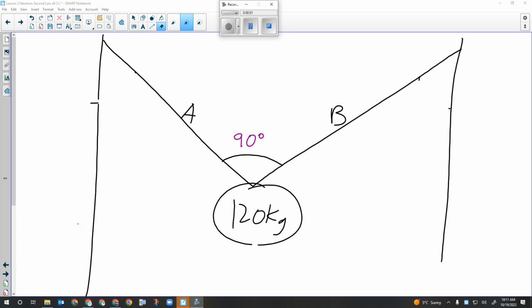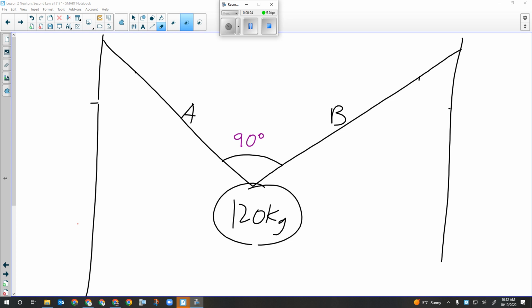So it's a static condition example. Okay, what does that mean? Acceleration is 0 and force is 0. All right, so that means that the vector sum of all the forces is 0. So what's the easiest force to calculate that's acting on this thing right now?